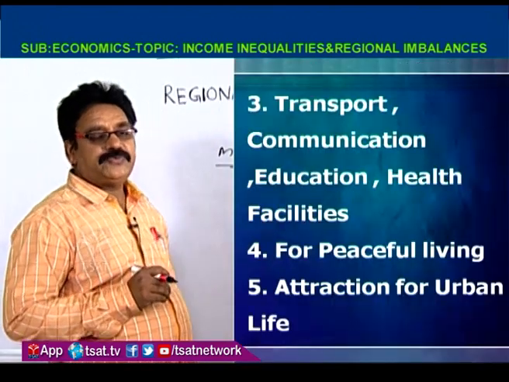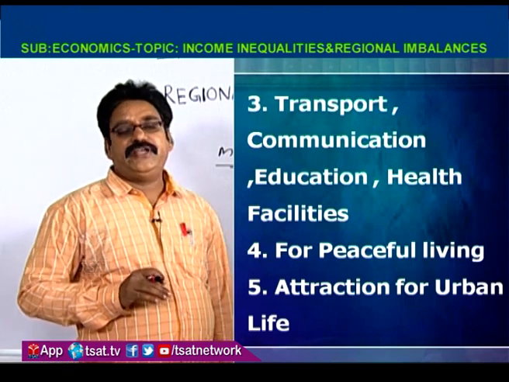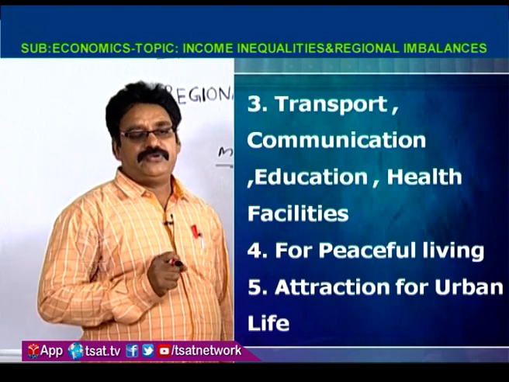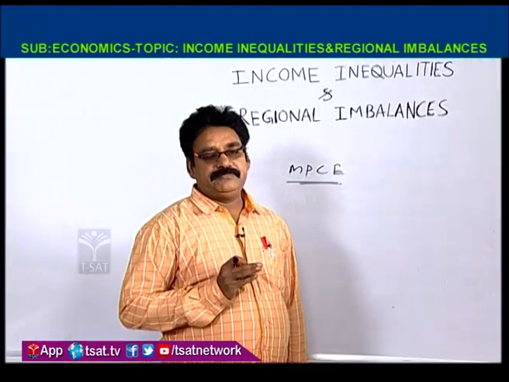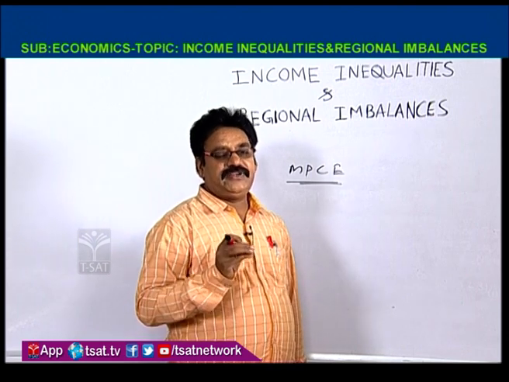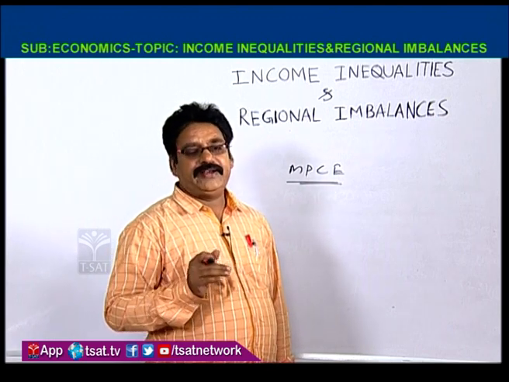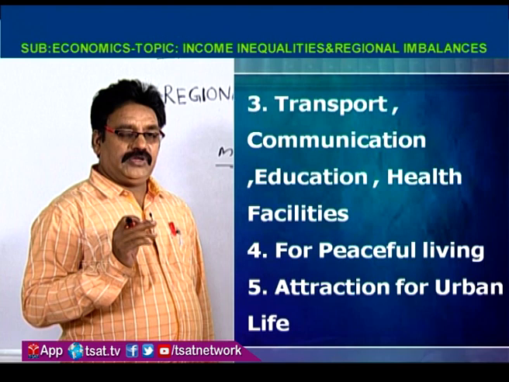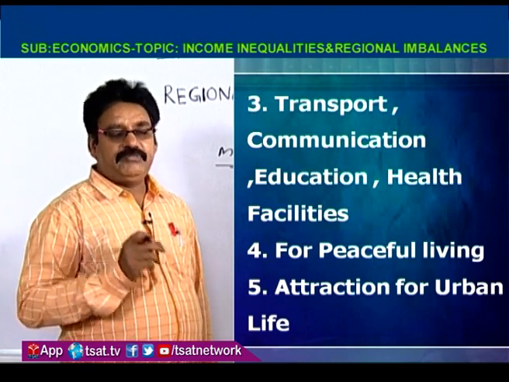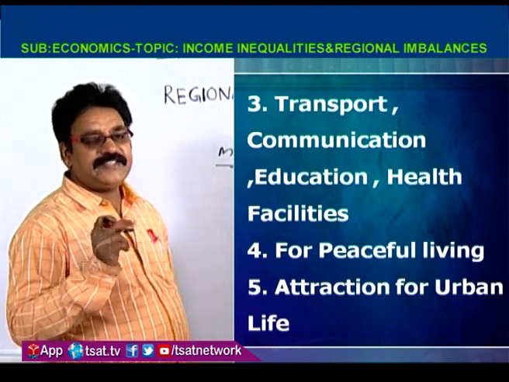Third one, transport, communication, education, health facilities. These four are playing a major role in attracting the rural poor people towards the urban areas. Transport system and communication system, education facilities and health facilities, everything is available for the people. So they are usually migrating towards the urban. If we observe the population in India, there is only slow urbanization, but the reason people are migrating from rural area to urban is these reasons.